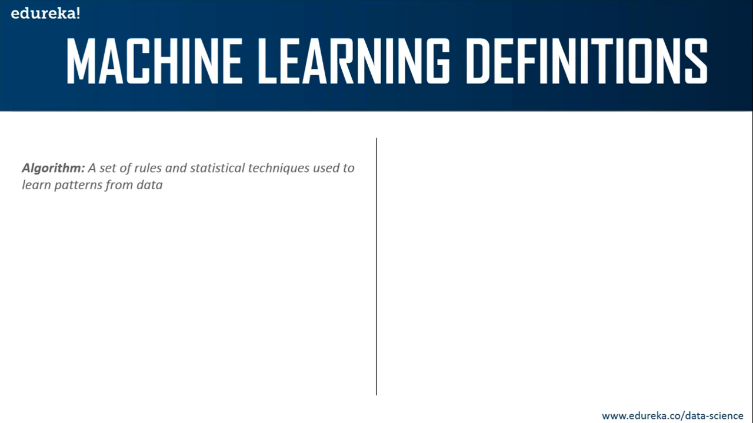First of all, we have algorithm. Now this is quite self-explanatory. Basically, an algorithm is a set of rules or statistical techniques which are used to learn patterns from data. An algorithm is the logic behind a machine learning model. All right. An example of a machine learning algorithm is linear regression. I'm not sure how many of you have heard of linear regression. It's the most simple and basic machine learning algorithm.